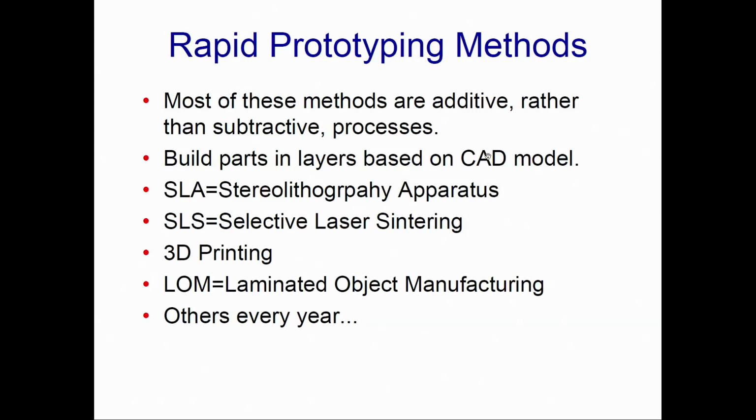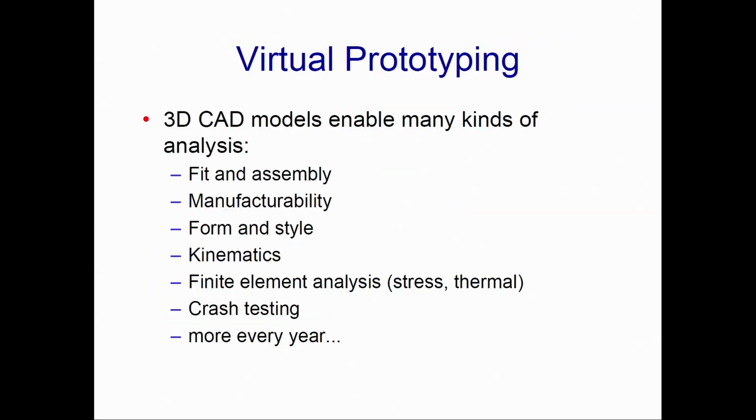So, you can make parts in layers based on a CAD model. If it is a 3D solid model, you know how to make it, and if it is a surface model, you know how it is going to behave. Then we have selective laser sintering and all, which we will come back to. In passing, I will show you what these things are. Then laminated object manufacturing, and so many are coming up every year. So, we have 3D CAD models that enable many kinds of analysis.